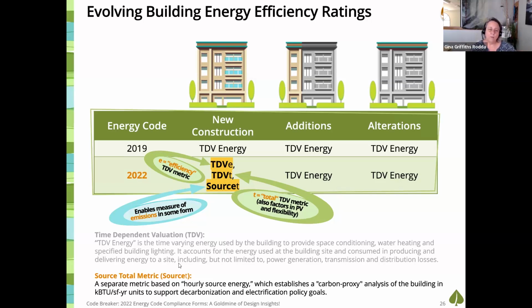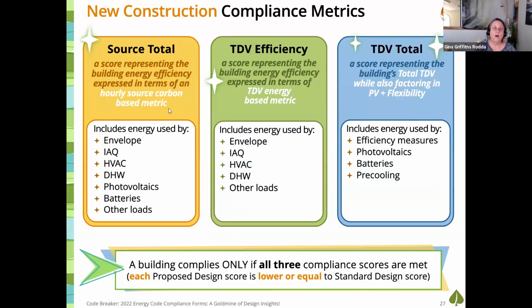They also are measuring a source metric. This is a carbon proxy of the hourly source energy that measures that carbon footprint. So we do have the source total metric that we look to when we're trying to see what's happening in terms of that energy use, whether it's propane, natural gas, electricity, renewables, and what does that mean to that carbon proxy of the building? Of all these metrics, it's looking at the design. It's all about the design. So source total is about the design of all those envelope and mechanical features that are using energy and producing energy, such as PV, and storing energy, such as batteries.